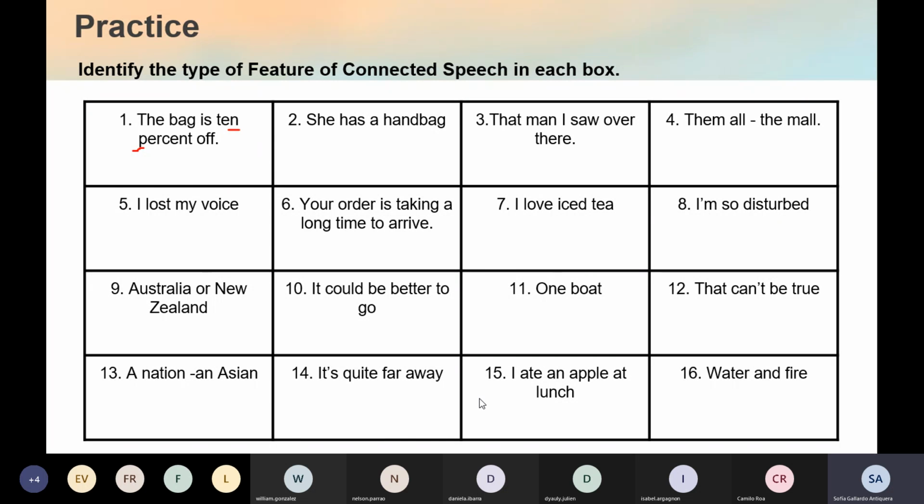Any ideas? No, no, no. Okay, I'm going to give you this one. The bag is 10% off. It's assimilation, and the n in 10 changes to the m sound, because of the p. So the bag is 10% off. There we have assimilation. Can you notice it, or am I going crazy? Am I the only one noticing?